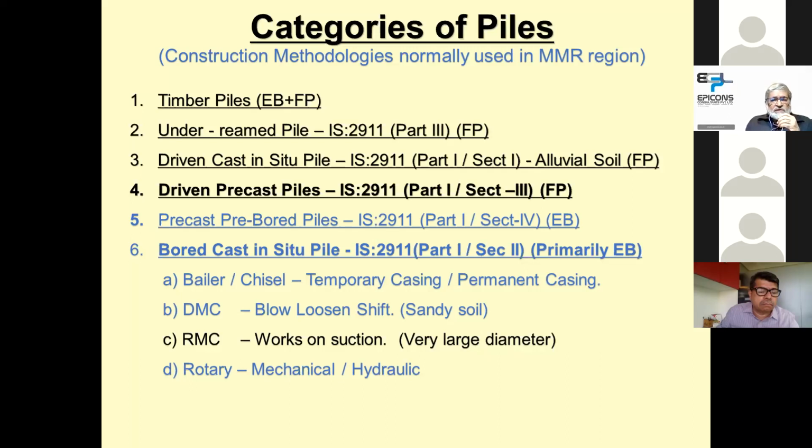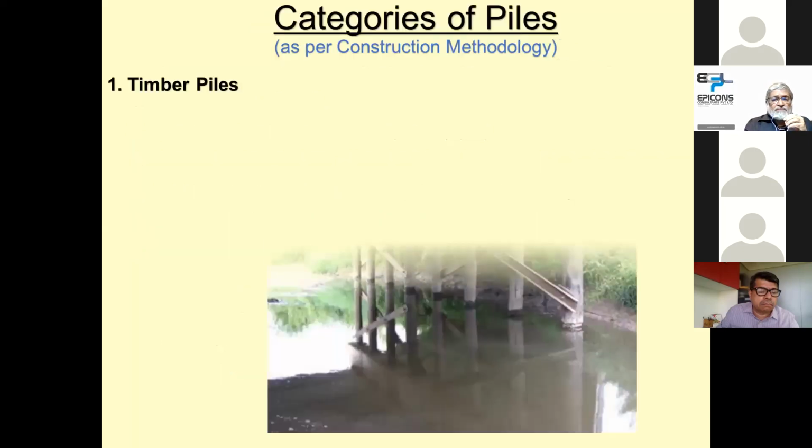The last one, bored cast in situ piles, are comparatively commonly used in the MMR region because equipment is available in plenty. It has got four categories. One is baler chisel with regular tripod, with temporary casing or permanent casing. It has direct mud circulation. It has reverse mud circulation. These are operation dependent. And finally, most popular today is rotary, mechanical or hydraulic.